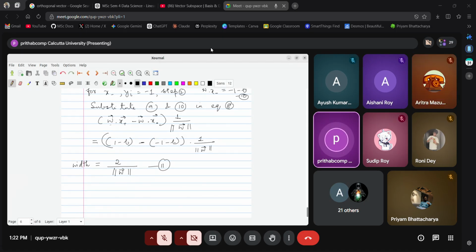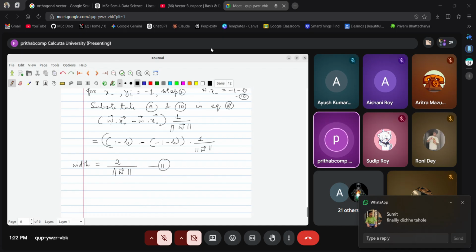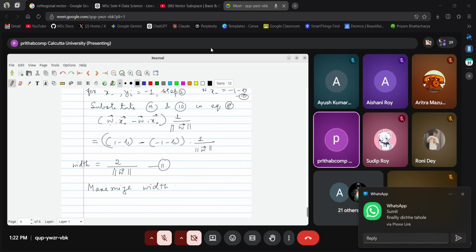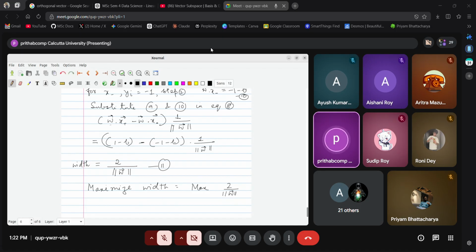Okay. So now, the point is that initially we had 2 unknown values, B and W, right? So from there I have come to an expression like this, to this W. So now what we want to do is, we want to maximize this width. So maximize width means maximize 2 divided by this. Now essentially this 2 is just a constant, right? So you can also say that it is maximization of 1 by this, right?